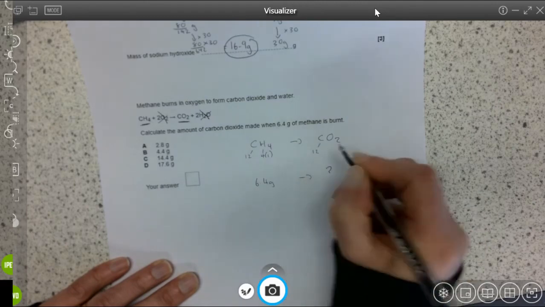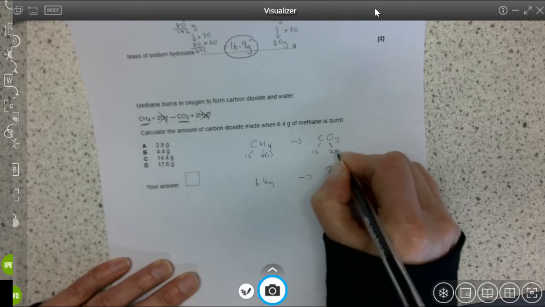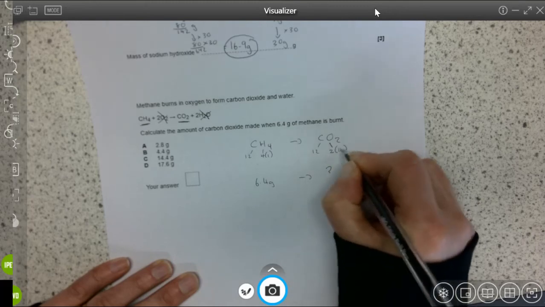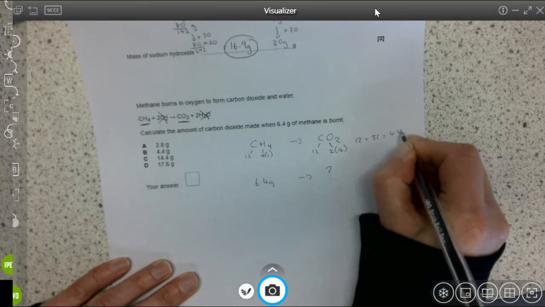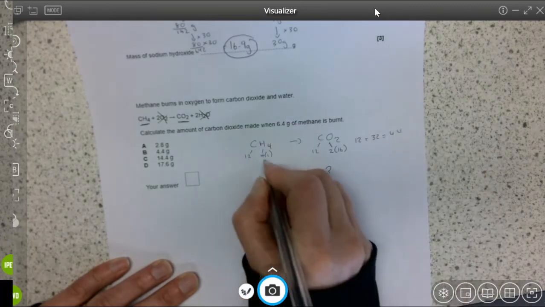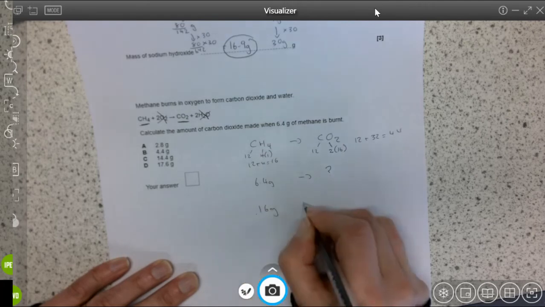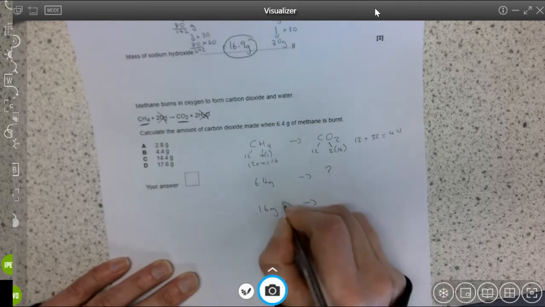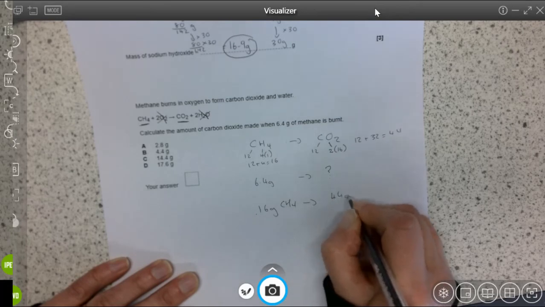And again on this side, carbon's 12. Oxygen, there's 2 oxygens and each one's 16. So that's going to be 12 plus 32, which is going to be 44. So what this means is that 12 plus 4 equals 16. So 16 grams of methane will give me 44 grams of carbon dioxide.